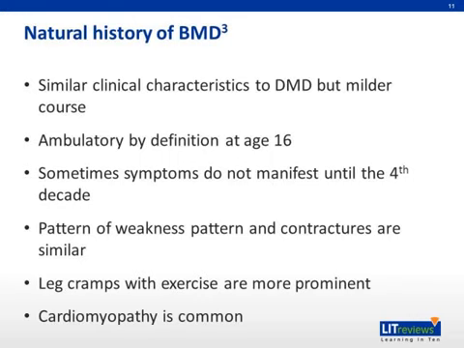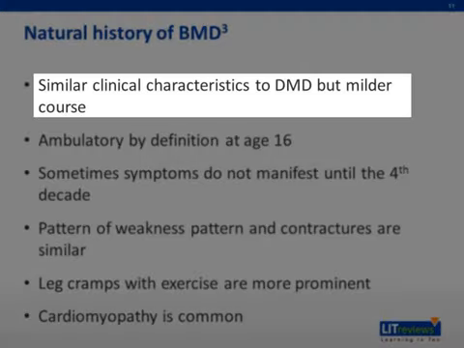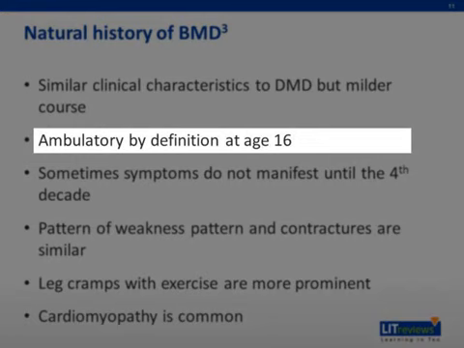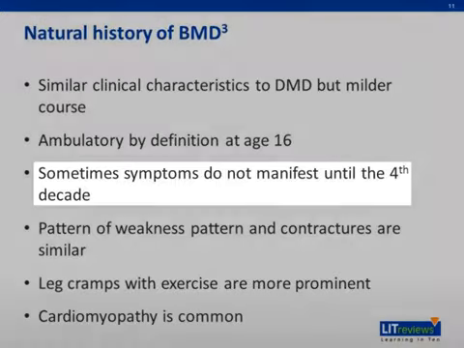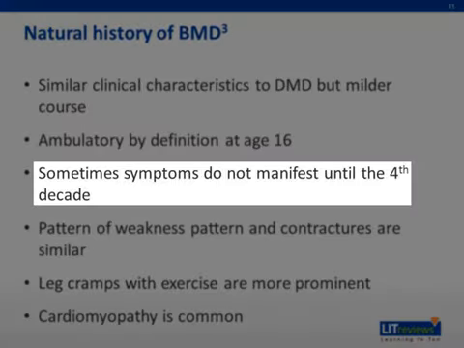Becker muscular dystrophy shares similar characteristics with Duchenne muscular dystrophy, but has a milder course. By definition, Duchenne patients are wheelchair-bound by age 13. Outliers are still walking by age 14. If they reach 16 years of age and are ambulatory, they are classified as Becker. Symptoms sometimes do not develop until the 4th decade of life.